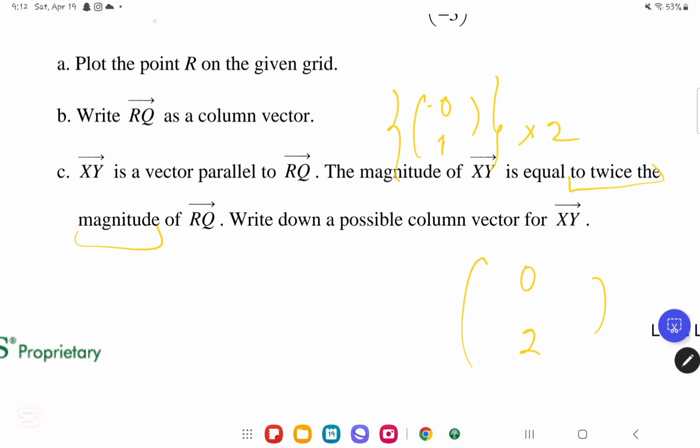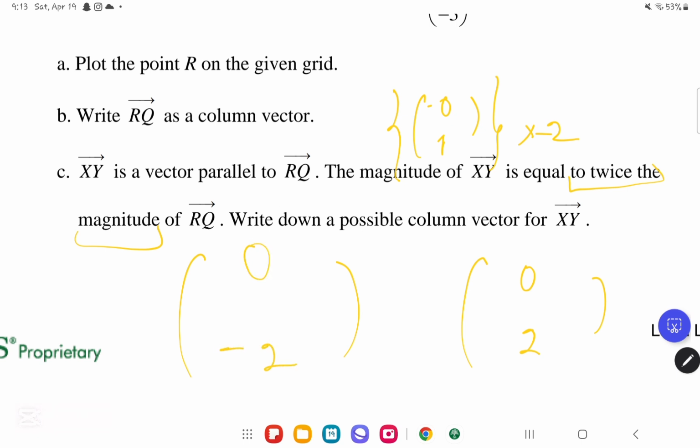However, they did not tell us if it's moving in the same direction. So if they told us they are moving in the same direction, then you will say, khalas, it is 0, 2. But they could be moving in the opposite direction. If they are moving in the opposite direction, then you would multiply by minus 2. So it becomes 0 times minus 2, which is 0. And then 1 times minus 2, which is minus 2.